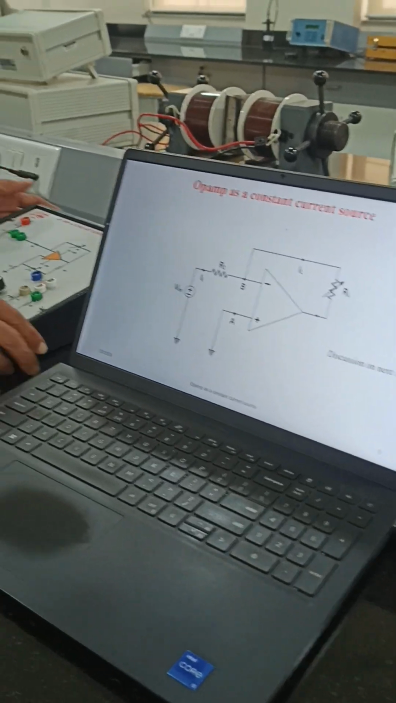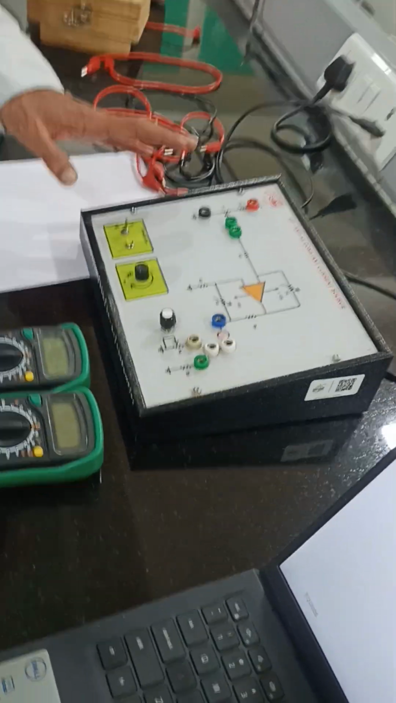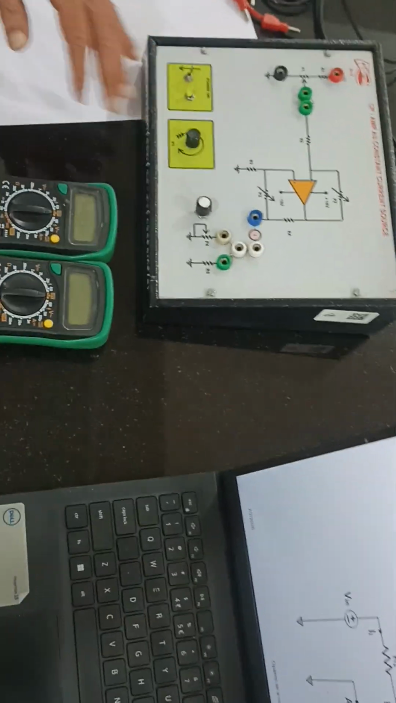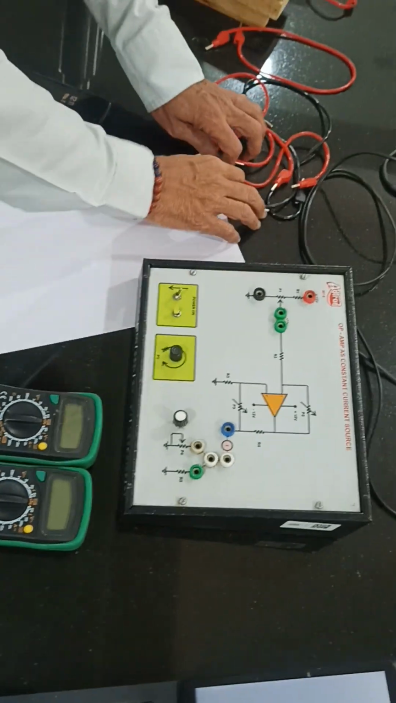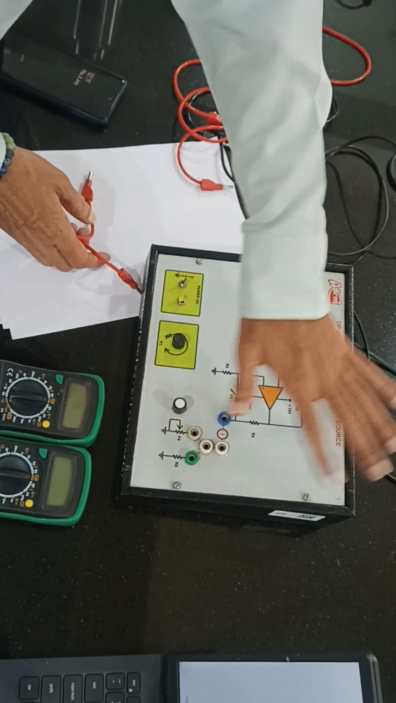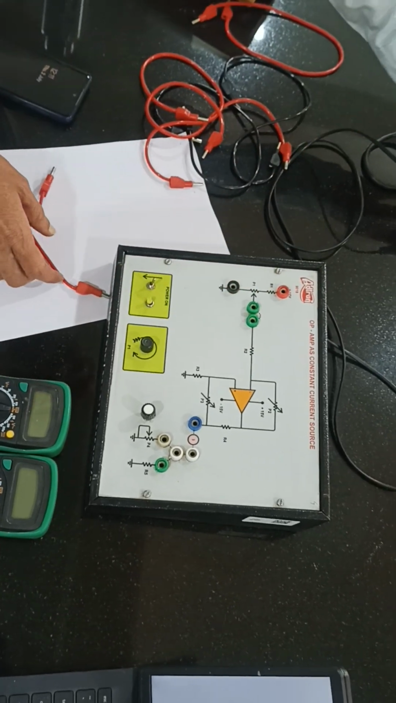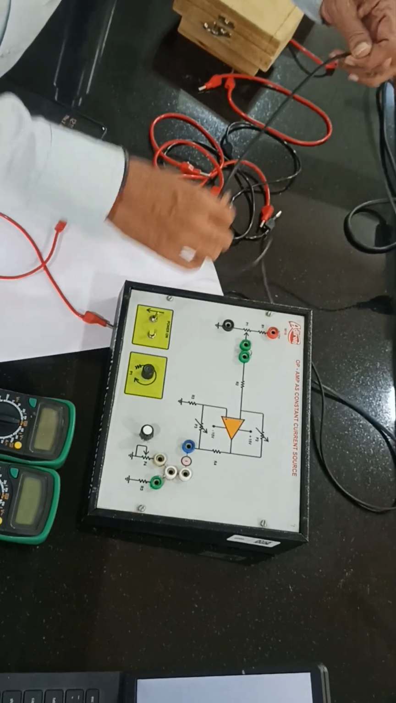Now let me demonstrate the experiment. This is the experimental sheet where you can verify the constant current properties of the OpAmp. So let me connect the circuit. See, this is the inbuilt circuit board. This is not a breadboard based experiment. It is a kit based experiment. So I have made the connections.